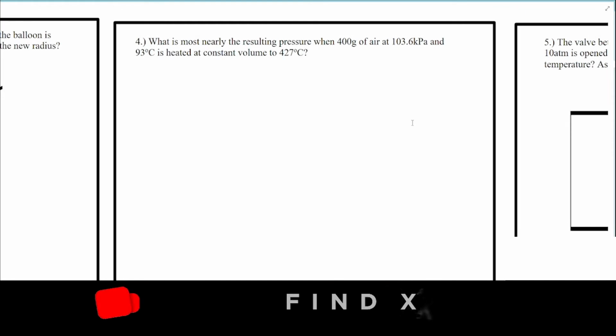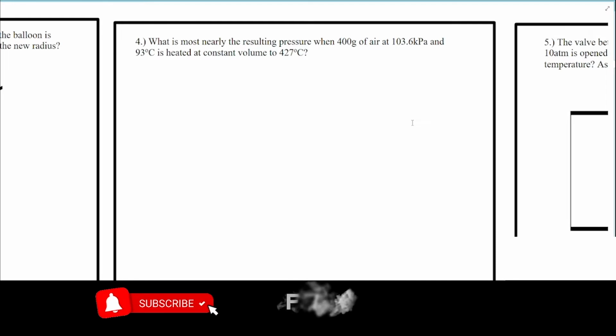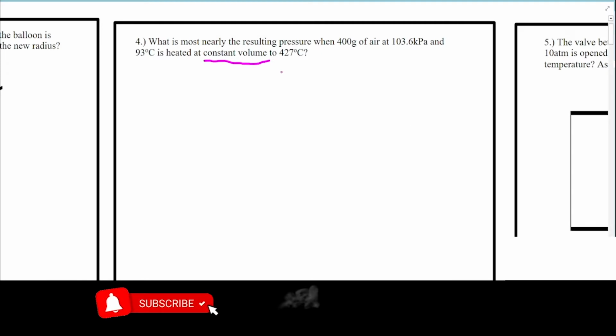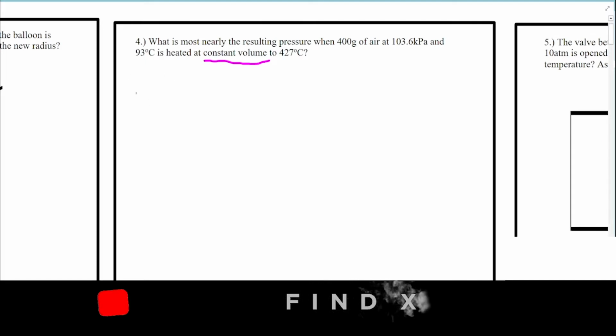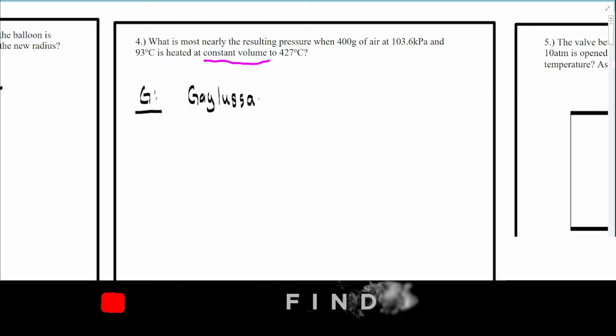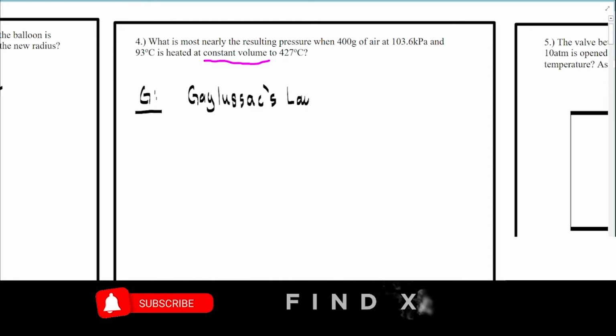Okay, so let's have the next one, which is what is most nearly the resulting pressure when 400 grams of air at 103.6 kilopascal and 93 Celsius is heated at a constant volume to 427 degrees Celsius. So you have to take note of that constant volume. So if that is a constant volume, we can already consider that this is a Gay-Lussac's law, right? Because constant volume, therefore the volume is not changing. The volume remains the same. So volume is constant. Okay.